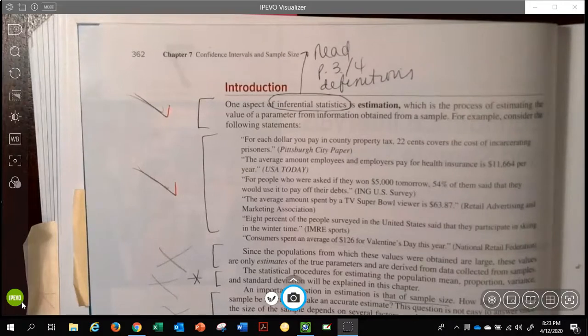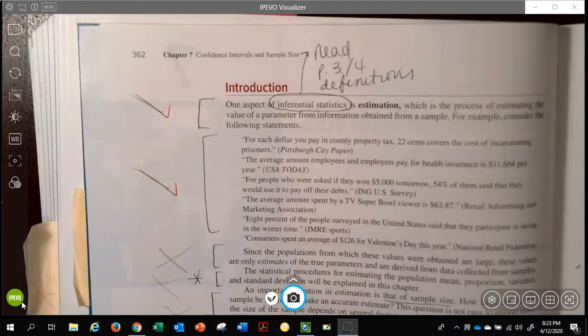The great thing is you can hit pause and then sit there, think on it, write out a card, write it on a piece of paper, but you really need to be fully understanding what we're talking about in this 7.1 because it will set up the other sections.